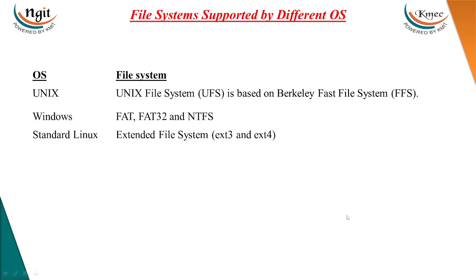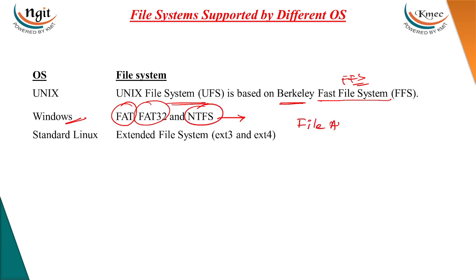Then let's see the different file systems supported by different operating systems. First, in Unix we use the Unix file system, which is based on the Berkeley Fast File System, FFS. Then the most widely used operating system is Windows, where we use FAT32 and NTFS. FAT means file allocation table. NTFS is the New Technology File System. The current Windows is using the NTFS format.